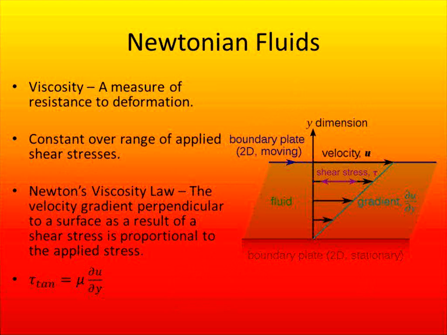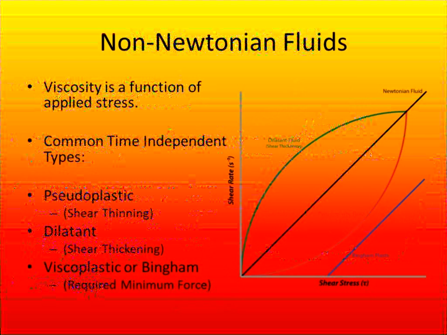The viscosity of these fluids is primarily only a function of the temperature. This means if we apply more force, or shear stress, the fluid will flow more rapidly. This is the essence of Newton's viscosity law, which states that the velocity gradient perpendicular to a surface as a result of a shear stress is proportional to the applied stress. This is depicted in the diagram, which shows one moving and one stationary boundary plate. The equation for this motion is listed last, which is telling us that the force per unit area, represented by the Greek letter tau, is equal to the viscosity, mu, multiplied by the differential velocity, or local shear velocity, between the stationary and moving plates.